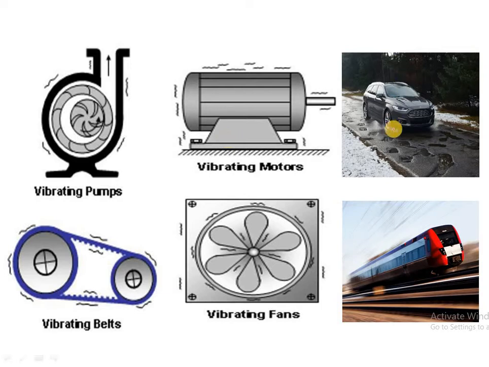At the same time, here you can see that this system is okay. Suppose your system is okay, but it is going on a road which is rough. So here you can say the base of the system is excited. Now this excitation force is due to the base on this car. So this is one type of forced vibration.